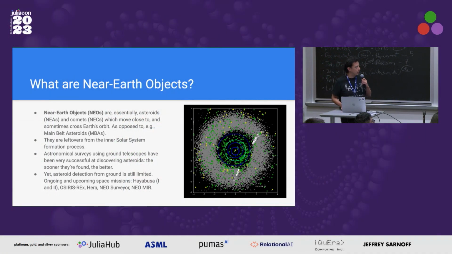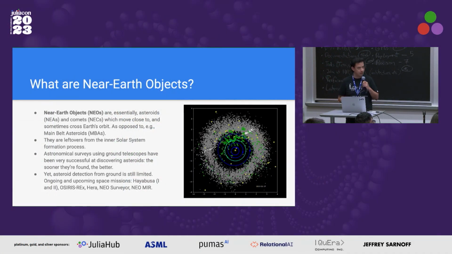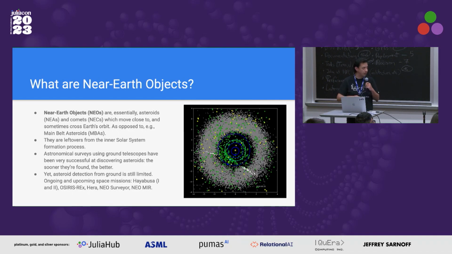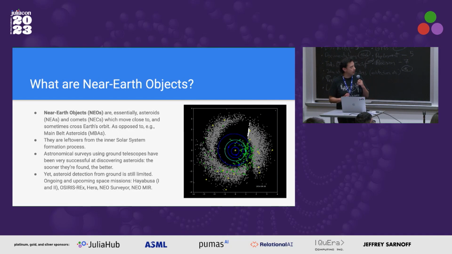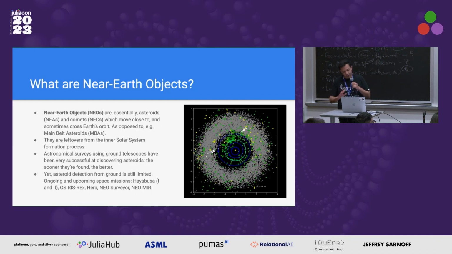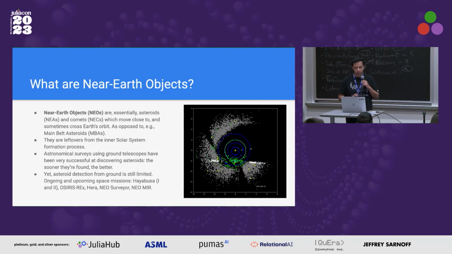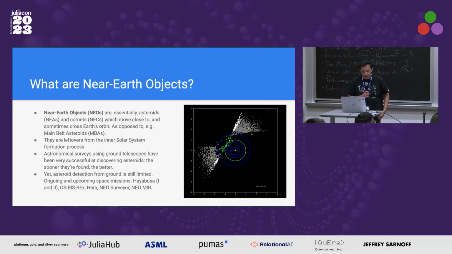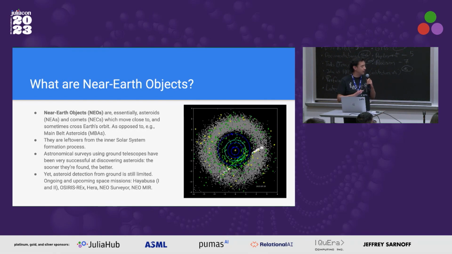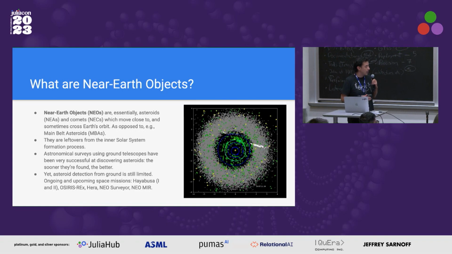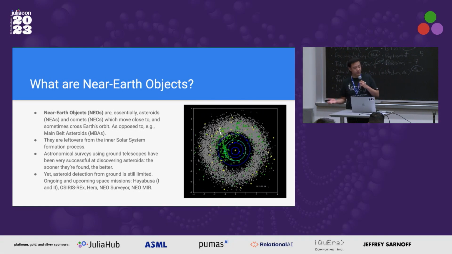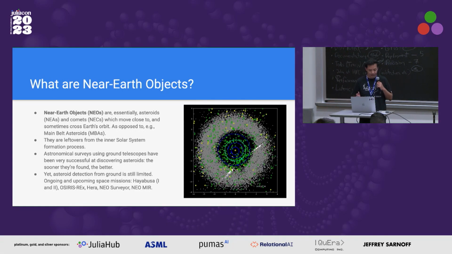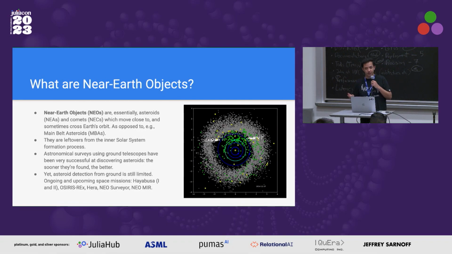So what are near-Earth objects? Near-Earth objects are essentially asteroids or comets which can come very close to the Earth, in opposition to main belt asteroids. They are leftovers from the inner solar system formation process. Astronomical surveys have been very successful at discovering asteroids, and the sooner they're found, the better. So essentially the name of the game is find them before they find us, right?